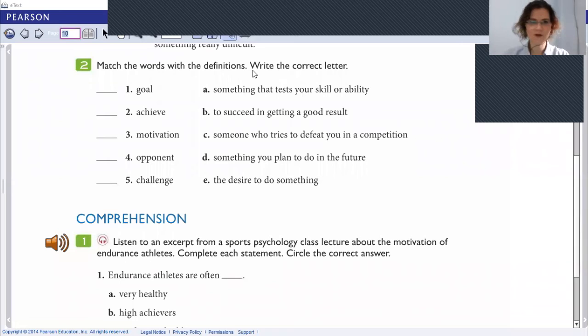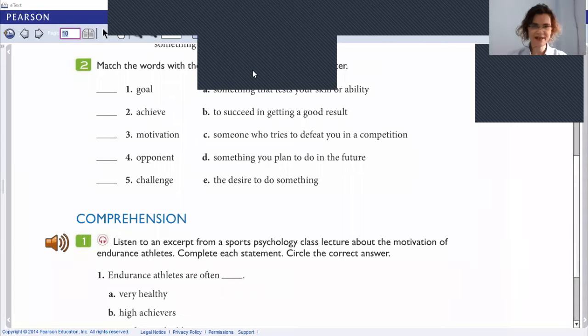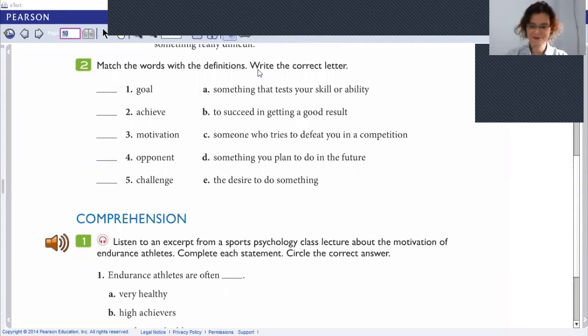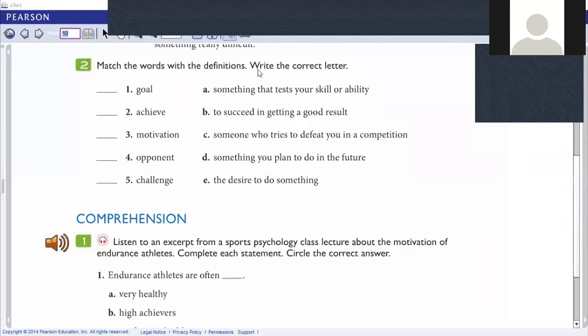How is number 1 related? What is the correct definition for goal? Goal, it's D, something you plan to do in the future. Yeah, can you write the D down? Type it in. Do you know how to do that? You mean from my computer? Yeah, just from the Zoom options, go to annotate, where you see this pencil.